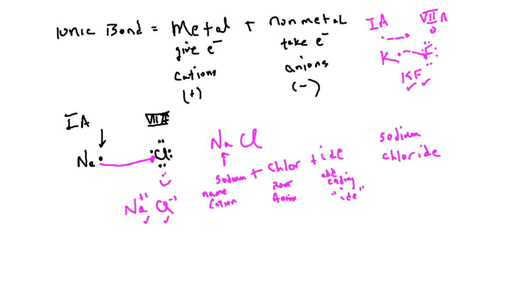Okay, if we had Rb, rubidium, also in group 1A, and we put it with bromine, Br, well, again, this wants to be +1 and this wants to be -1. Give one electron, take one electron, exactly matched. So this would be rubidium bromide.